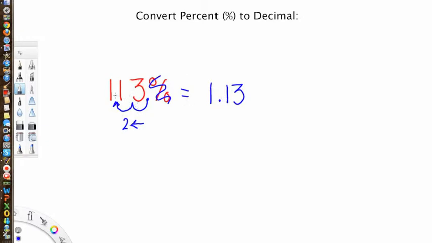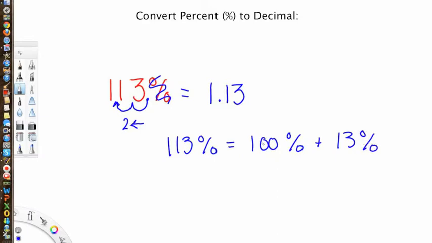And it makes sense. Think about it. What does 113% mean? 113% means 100% plus 13% more. What does 100% mean? 100% means 1. And what does 13% mean? 13% means 13 out of 100. So it's 1 and 13 hundredths. There you have it.